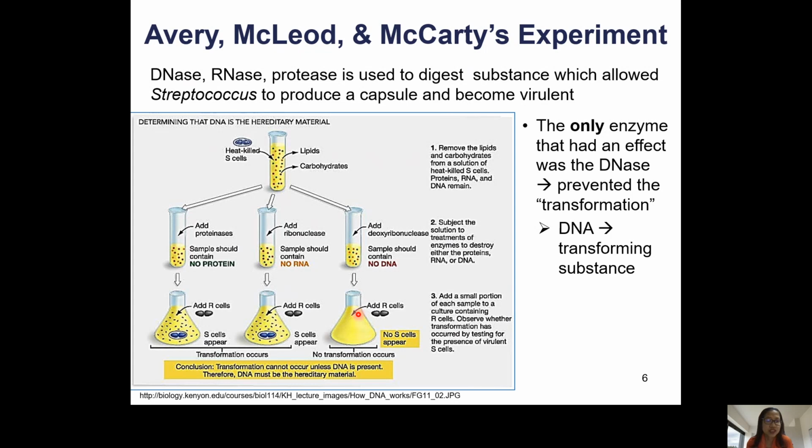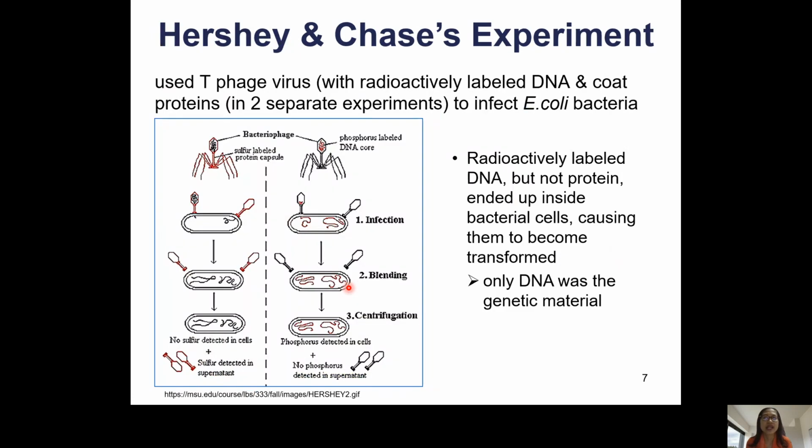So they concluded that transformation cannot occur unless DNA is present. Therefore, they concluded further that DNA must be the hereditary material. That's the second proof. And now we're going to see the third one, conducted by Hershey and Chase. They used a virus called T-phage that was radioactively labeled. The DNA of the virus was radioactively labeled, and also they labeled proteins in separate experiments, and they used E. coli in these experiments.